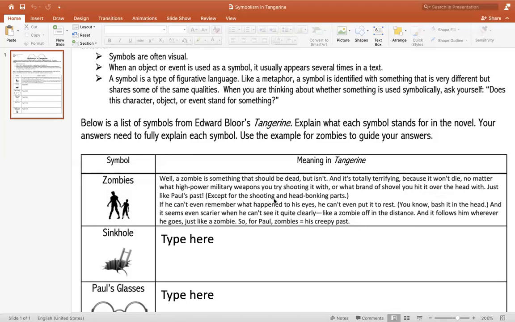So think about The Walking Dead or Night of the Living Dead. Those things are dead already, but they're not, because they keep getting back up, right? And so that's why Edward Bloor kept bringing in zombies. And so look at the rest of what I wrote.